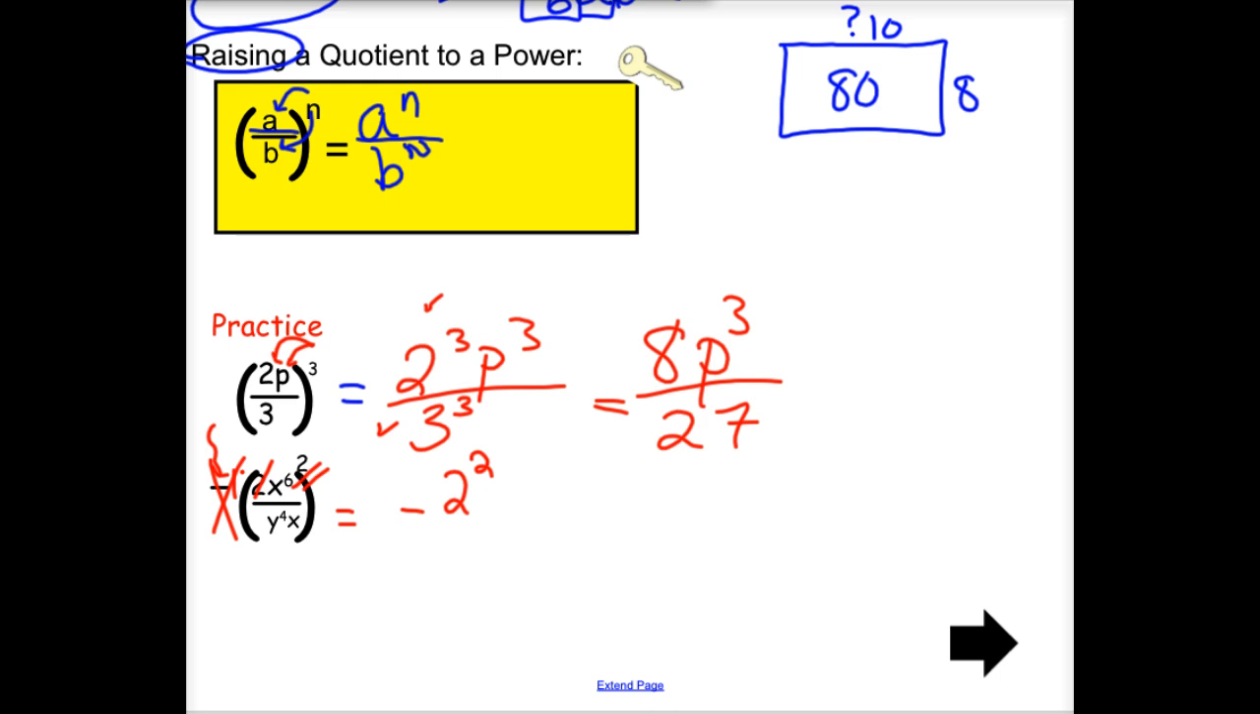If you don't know for sure, not 100% sure, think of what it means. When I square x to the 6th, I do it twice. That's going to give me 12 of them. I multiply those exponents when I have power to a power.